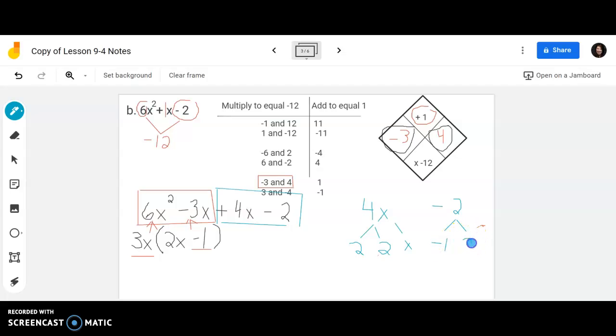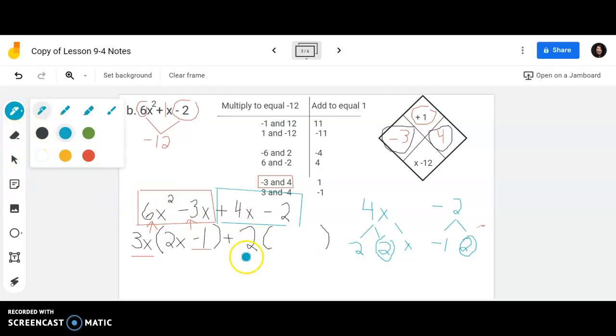So what do they share? They only share a 2. So the greatest common factor is going to be 2. And since it's positive, we'll put plus 2. And then we'll need to ask ourselves, okay, 2 times what equals 4x? And that answer is going to be 2x. 2 times 2 equals 4, and then we're going to need an x for it to equal 4x.